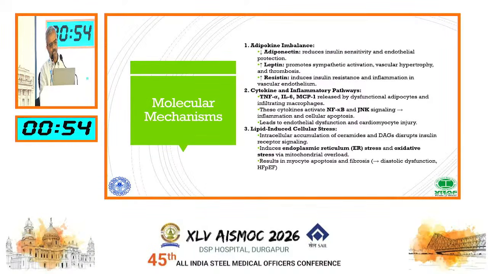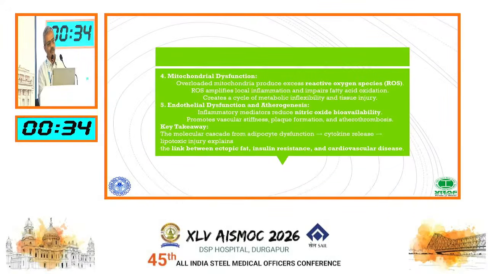Lipid-induced cellular stress: intracellular accumulation of ceramide and DAG disrupts insulin receptor signaling, induces endoplasmic reticulum stress and oxidative stress via mitochondrial overload, resulting in myocyte apoptosis and fibrosis, which leads to diastolic dysfunction and heart failure with preserved ejection fraction. Mitochondrial dysfunction: overloaded mitochondria produce excess reactive oxygen species. Reactive oxygen species amplify local inflammation and impair fatty acid oxidation, creating a cycle of metabolic inflexibility and tissue injury.